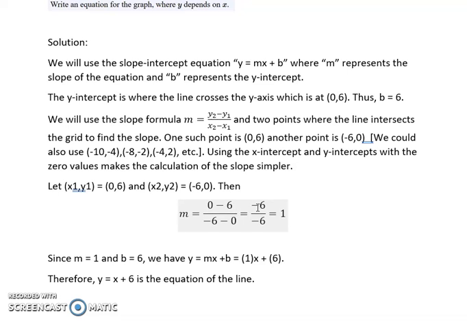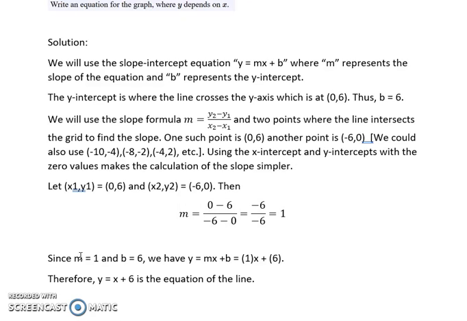0 minus 6 is -6. -6 minus 0 is -6. So here we're dividing by the same thing, so we get 1. Really, you could think of it too as negative divided by negative is positive, and 6 divided by 6 would be 1. So the slope m is 1.